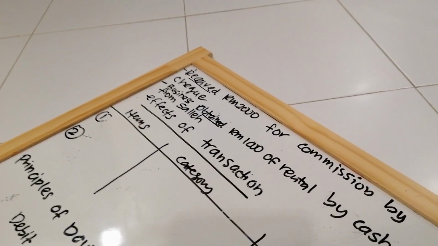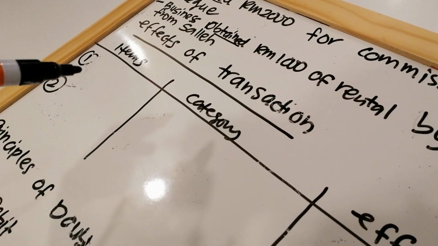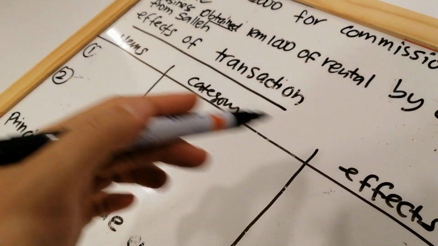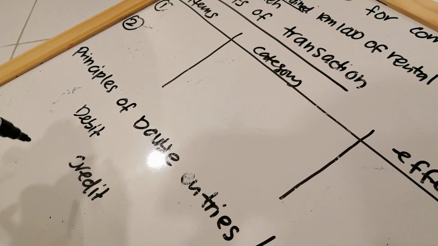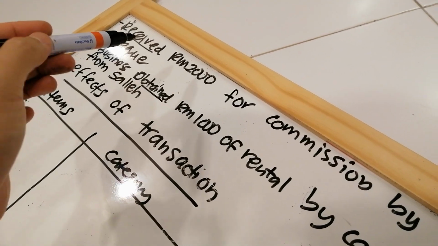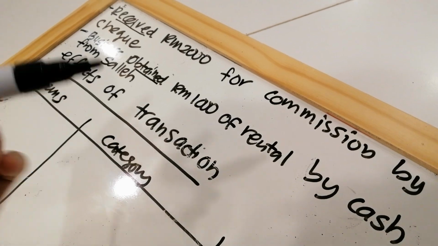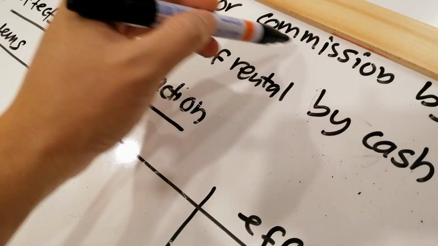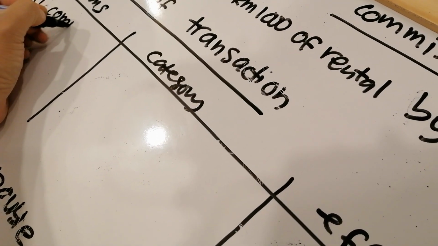So again, we must identify two effects of transactions, number 1 and number 2. And once you have these perfect effects of transactions, now you can prepare for debit credit using the accounting circle. Okay, let's say we solve one by one. Receive 2,000 ringgit for commission by check. So what is the first item here? Okay, of course, commission. Okay, so you can put here commission.